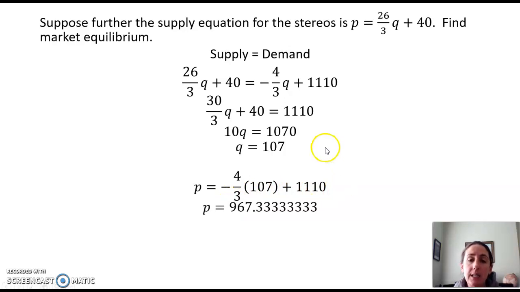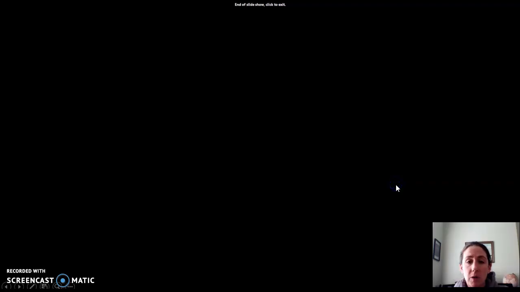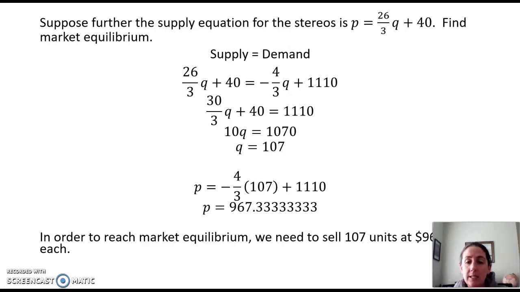Now, if you had plugged 107 into the supply equation, you should have gotten the same thing. So this tells us that in order to reach market equilibrium, we need to sell 107 TV sets at $967.33 each.